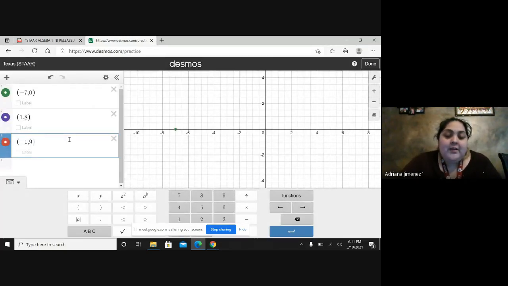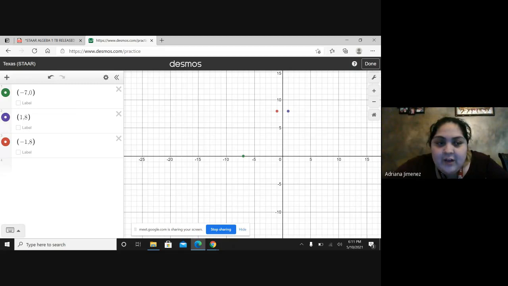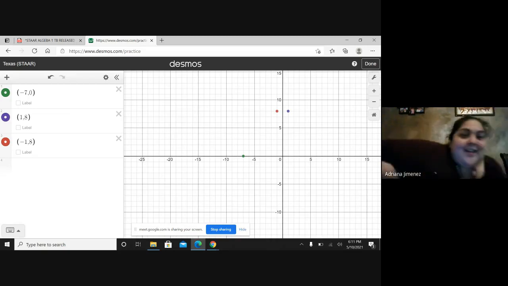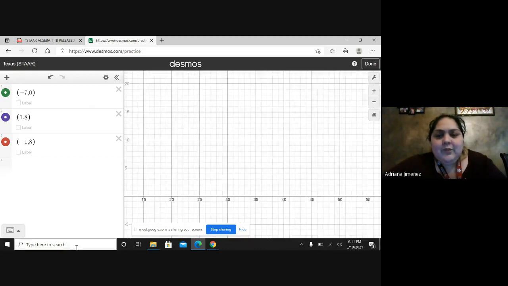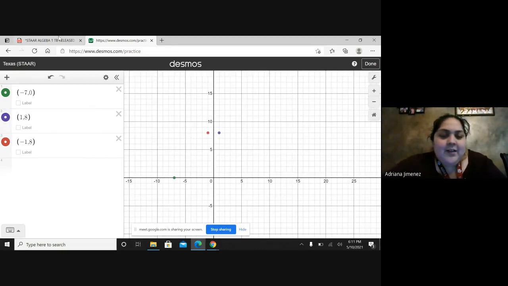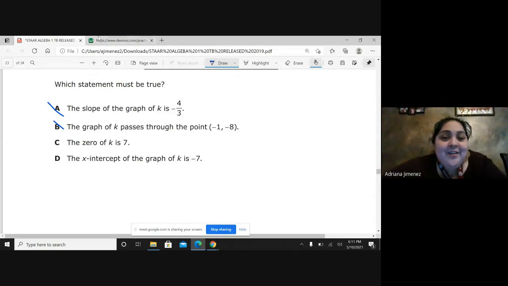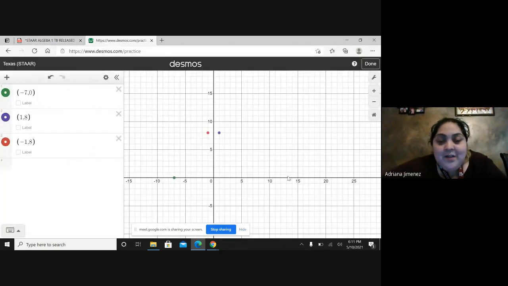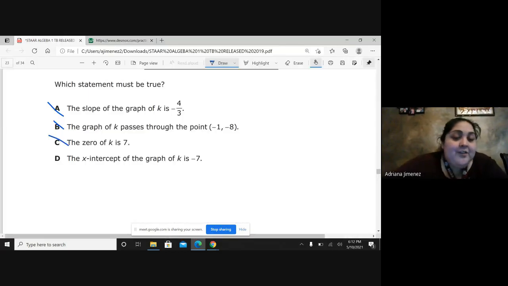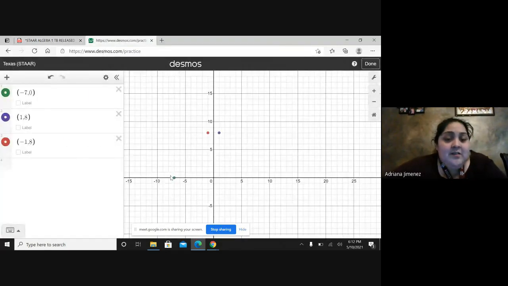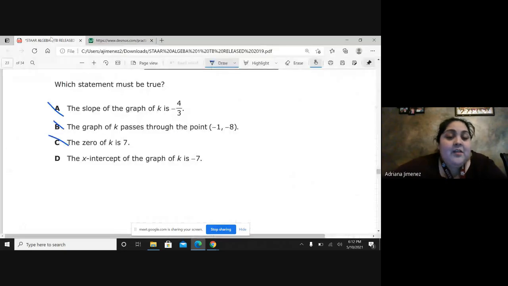negative 1, 8. And we're going to zoom this out. So the red and the green dot are supposed to make a line. If I connect those two together, that red dot is not going to be on it. So that's not an answer. Next one, 0 is 7. A 0 at 7 means that the x-intercept is 7. The x-intercept would be over here if it was positive 7. So that's wrong. And then it says the x-intercept is negative 7. Yeah, that's one of them right here, negative 7. So my answer is D.